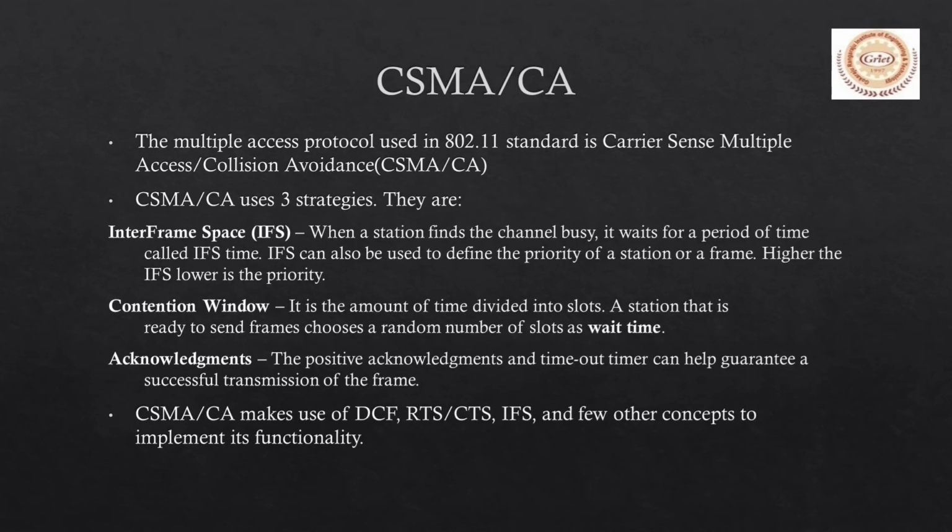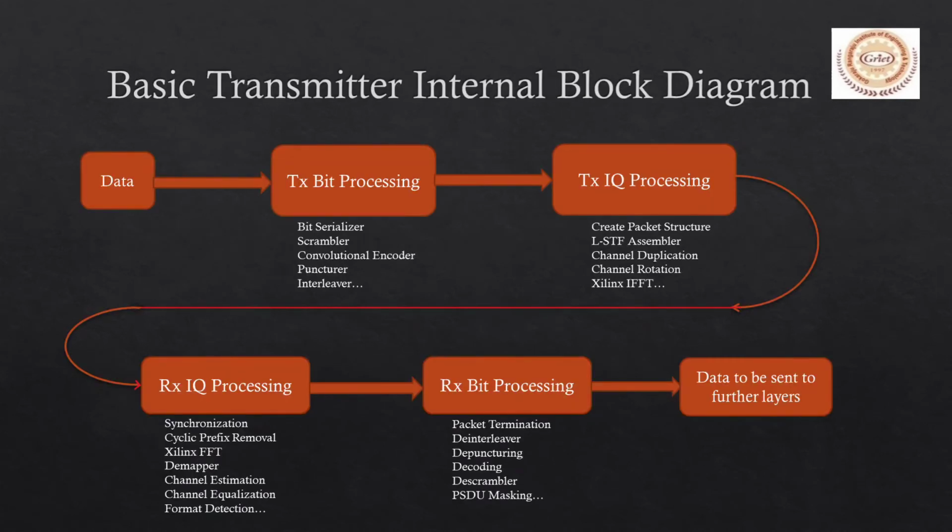CSMA is carrier sense multiple access. It uses three strategies: interframe space, contention window and acknowledgement. These are used to implement its functionalities. This is a basic block diagram which gives an overview of the encoding and decoding along with estimation and equalization for removing the redundancies.